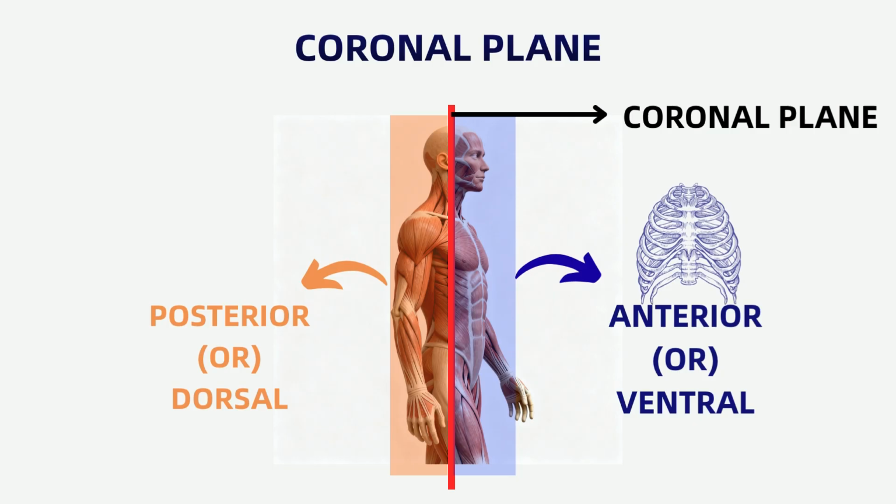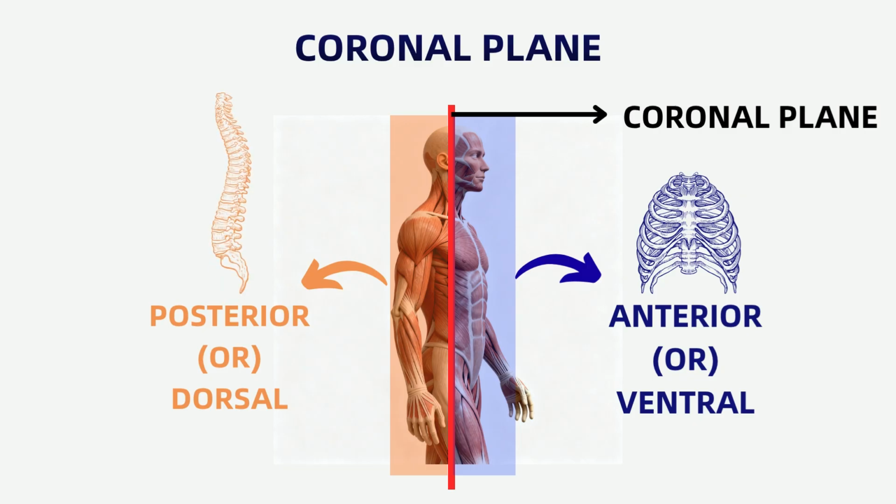Example, the sternum, which is the breastbone, lies in the anterior part of the body. The spine lies in the posterior part. The heart is in between, anterior to the spine and posterior to the sternum.